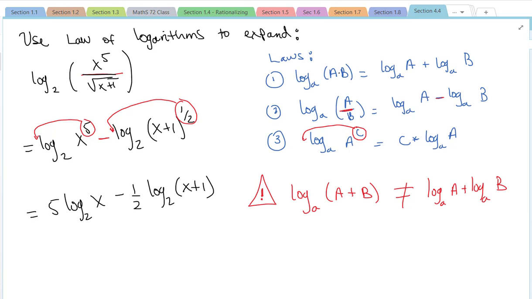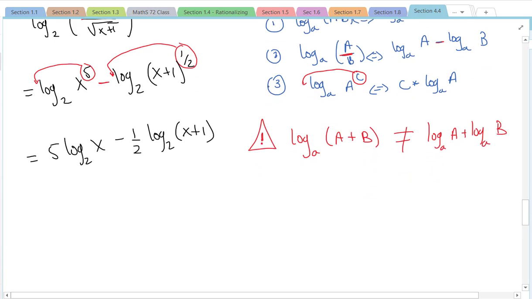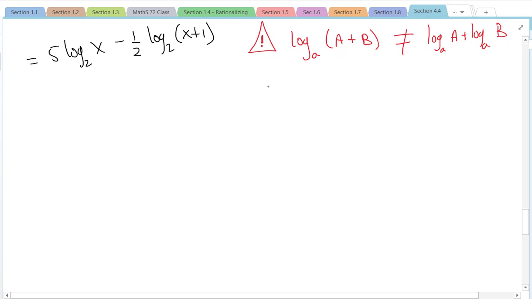Now, as I mentioned in my last video, these rules go back and forth. So I can go from a single logarithm to an expansion, but I can also go from an expanded logarithm expression to a single log. So that's what we're going to do for the next example. So we're going to combine into a single logarithm. And this is really helpful when we're using laws of logarithms to solve equations.